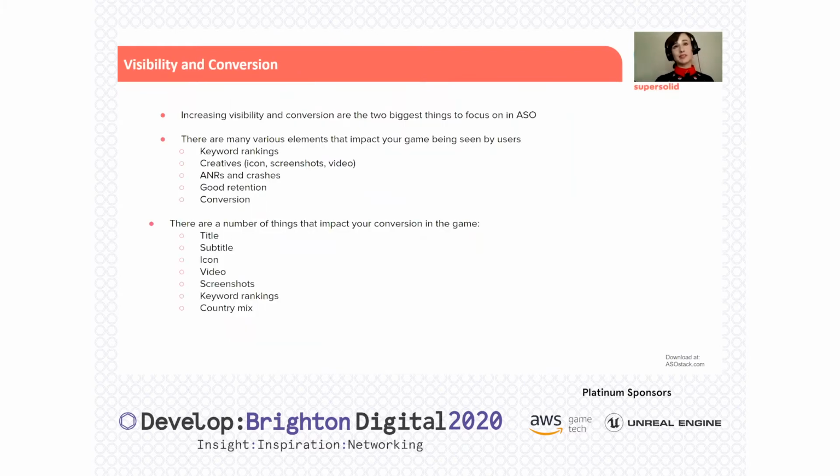So, visibility and conversion. Increasing visibility and conversion are the two biggest things to focus on in ASO. There are many various elements that feed into both. In terms of improving visibility, so your app being seen by users, there are things like keyword rankings, creative such as icons, screenshots, video, ANRs and crashes of your game, good retention and conversion. And things that impact the conversion in your game are titles, subtitle, icon, video, screenshots, keyword rankings, country mix, and more. We'll be going into this in detail.